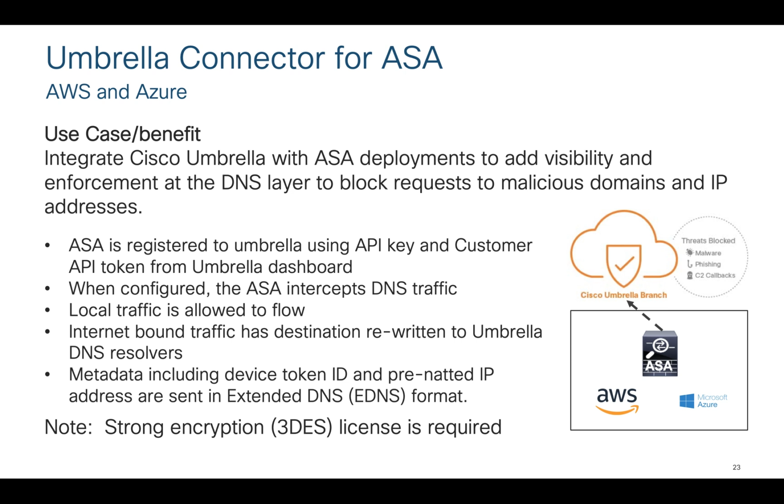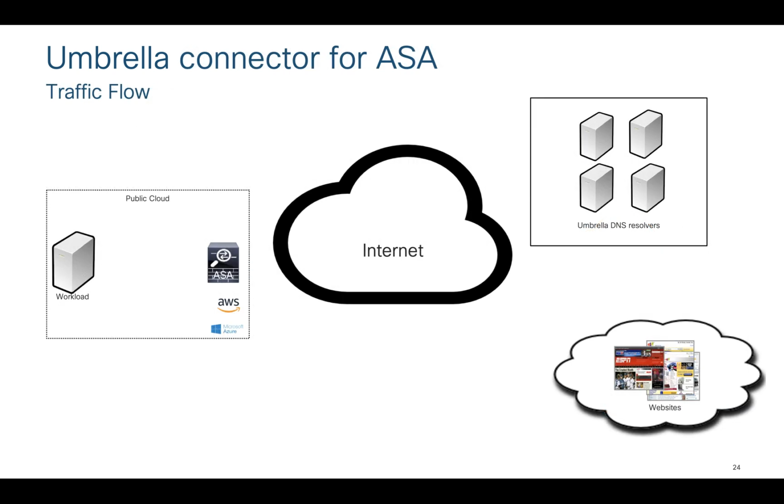So there is a secured communication happening between your ASA and your Umbrella account. You need API keys and customer tokens, so it is pretty secure. You can enable that connector on your ASA. Now let's look at the traffic flow. Imagine you have a workload sitting in your AWS environment or Azure environment, and you have ASA at the edge, which is connected to the internet.